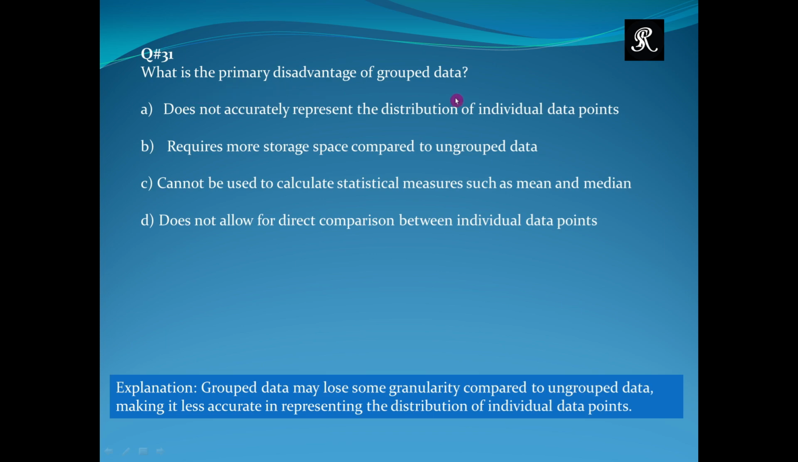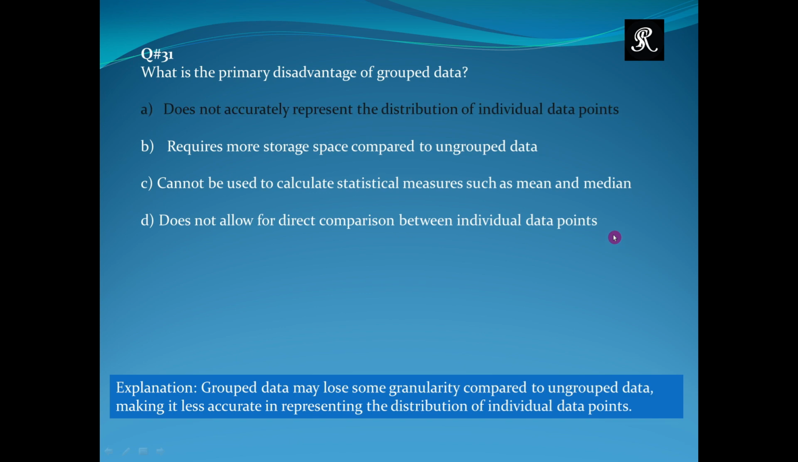What is the primary disadvantage of grouped data? Does not accurately represent the distribution of individual data points, requires more storage space compared to ungrouped data, cannot be used to calculate statistical measures such as mean and median, does not allow for direct comparison between individual data points. Right option is option A.